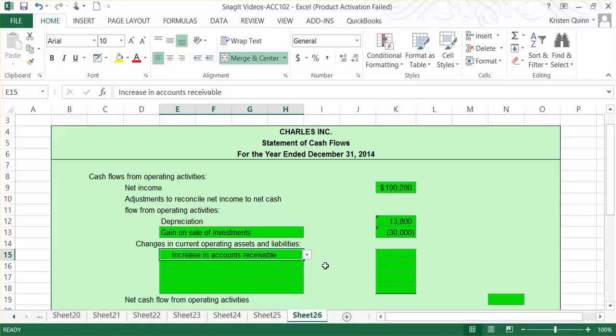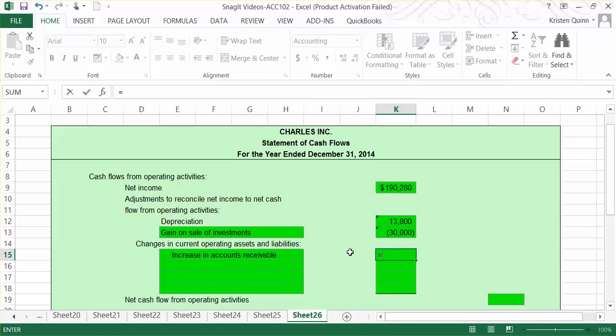So we'll take our prior year balance of $156,720 and subtract away our current balance of $170,880. So our increase in accounts receivable from last year to this year has a negative impact on our cash flow of $14,160.